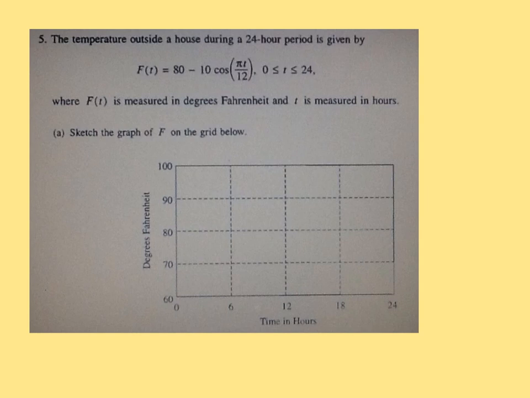All right, here's AP practice number 7. So we have the temperature outside a house during a 24-hour period is given by this big function from 0 to 24. Note we have some trig in there. And we're asked first in part A to sketch the graph using this particular window. So that's what we're going to try and set up on our calculator.